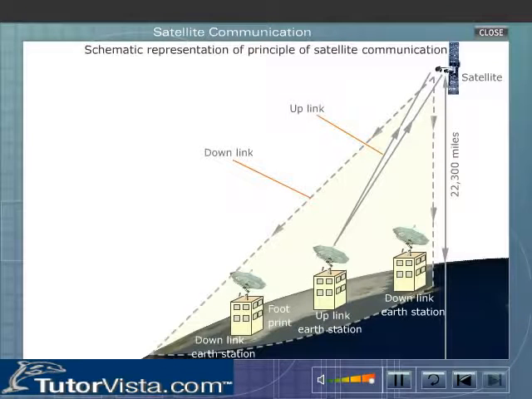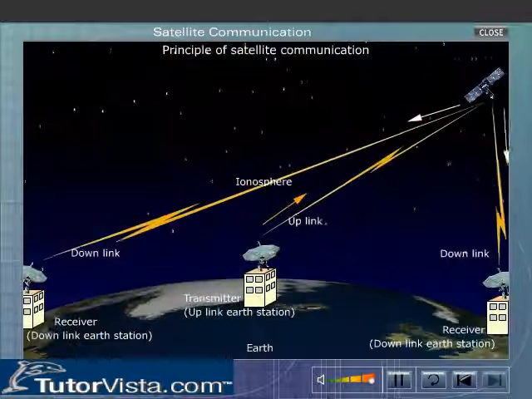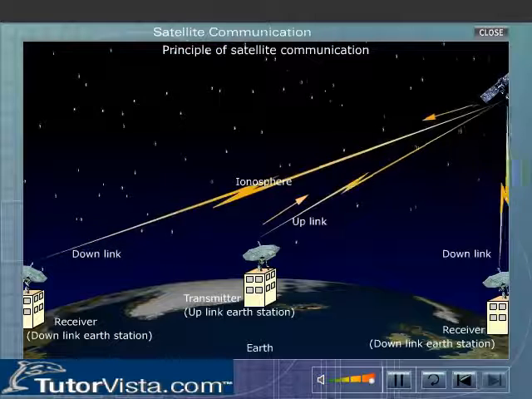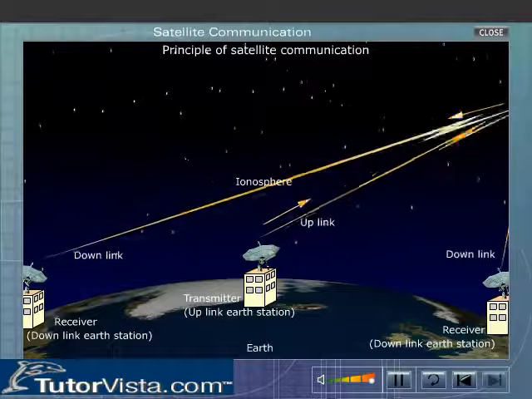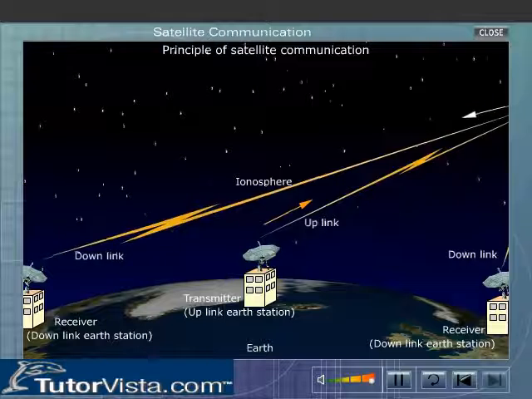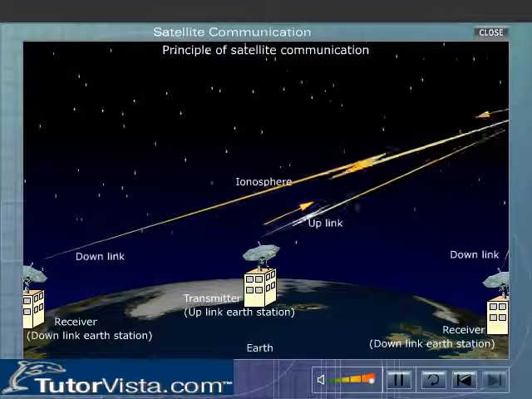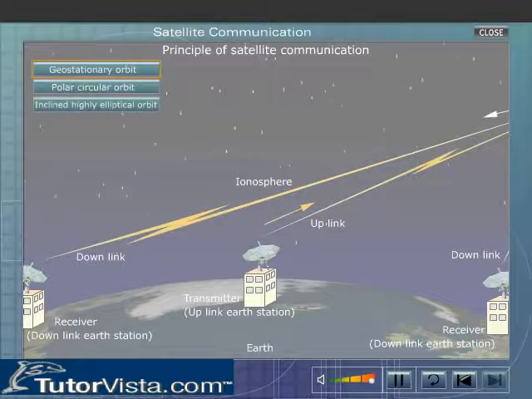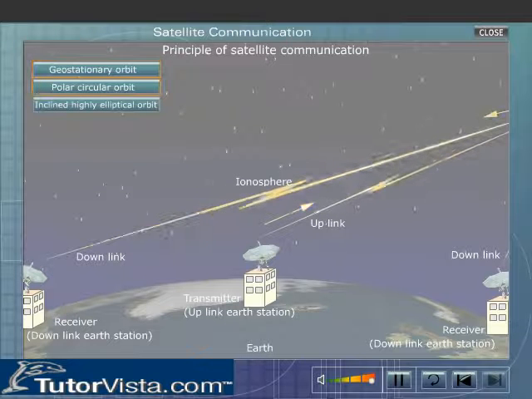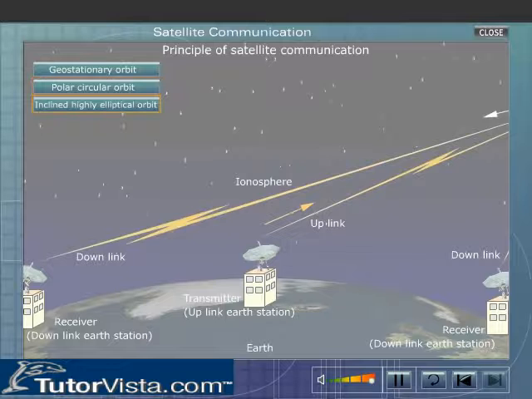Here you have the schematic representation of the principle of satellite communication. To avoid confusion, the uplink and downlink frequencies are kept different. Before designing a satellite communication system, we must choose the orbit in which the satellite is to be placed. Orbits are of three types, namely geostationary orbit or geosynchronous orbit, polar circular orbit, and inclined highly elliptical orbit.